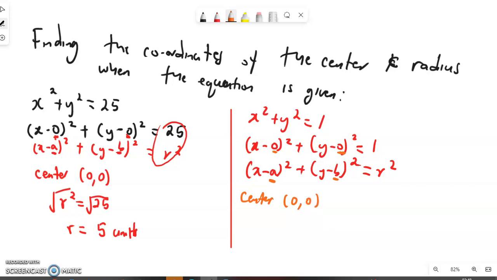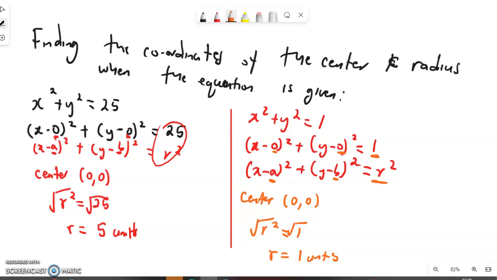Then for the radius, r squared is equal to 1. Then you take the square root, so r is equal to 1 unit.